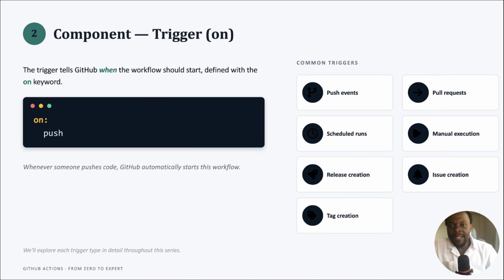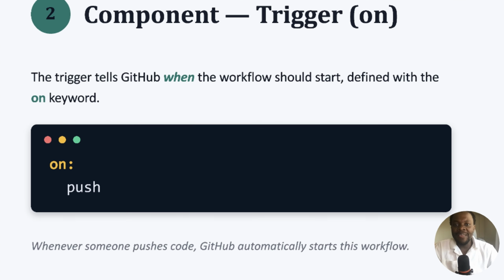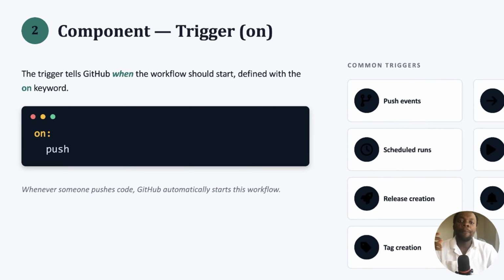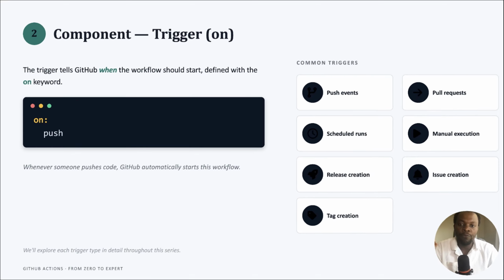The second component is the trigger. The trigger tells GitHub when the workflow should start. Triggers are defined using the on keyword. For instance here, on: next line, indentation, push. This means whenever someone pushes code to the repository, GitHub automatically starts this workflow.